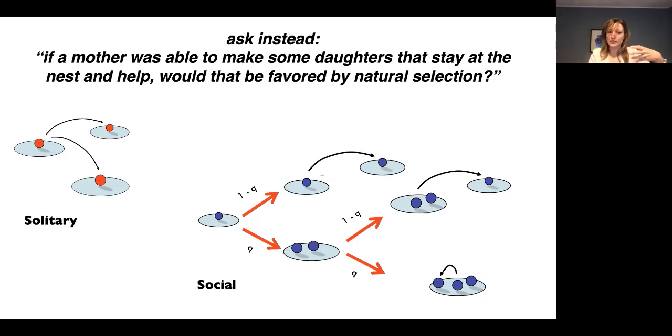So we can simply write the equations of these two different modes of reproduction and ask which one would be able to outcompete the other in competition for resources. So what assumptions do we put into these equations? There have to be some costs and some benefits of sociality. Otherwise, this is a pretty simple set of equations.